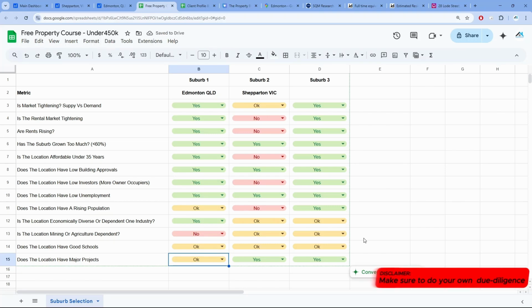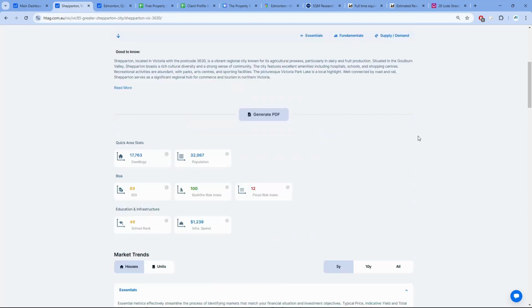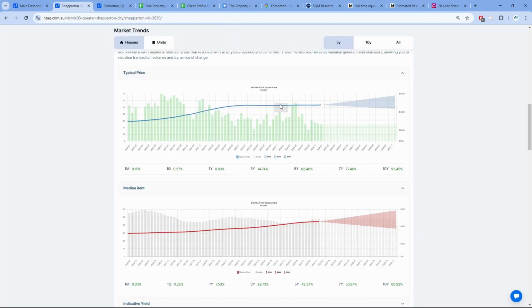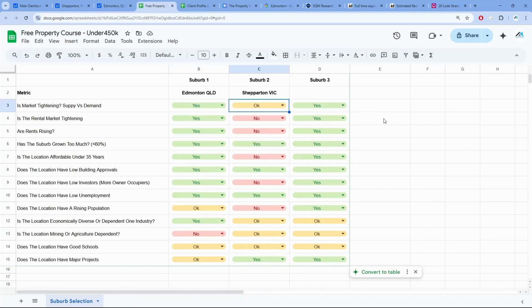Now, of course, do your own due diligence. Make sure you are researching the area yourself and looking at these metrics and ticking off the boxes to help you invest into the right location. Because if we look at another example like Shepparton, which is just one that I've pulled out of the metrics, we can see that there's not much price growth happening there. The supply and demand trends have been rising over the period of time, but in recent times there's a little bit of a drop. So I'm less confident about the area, so I'm going to put okay.